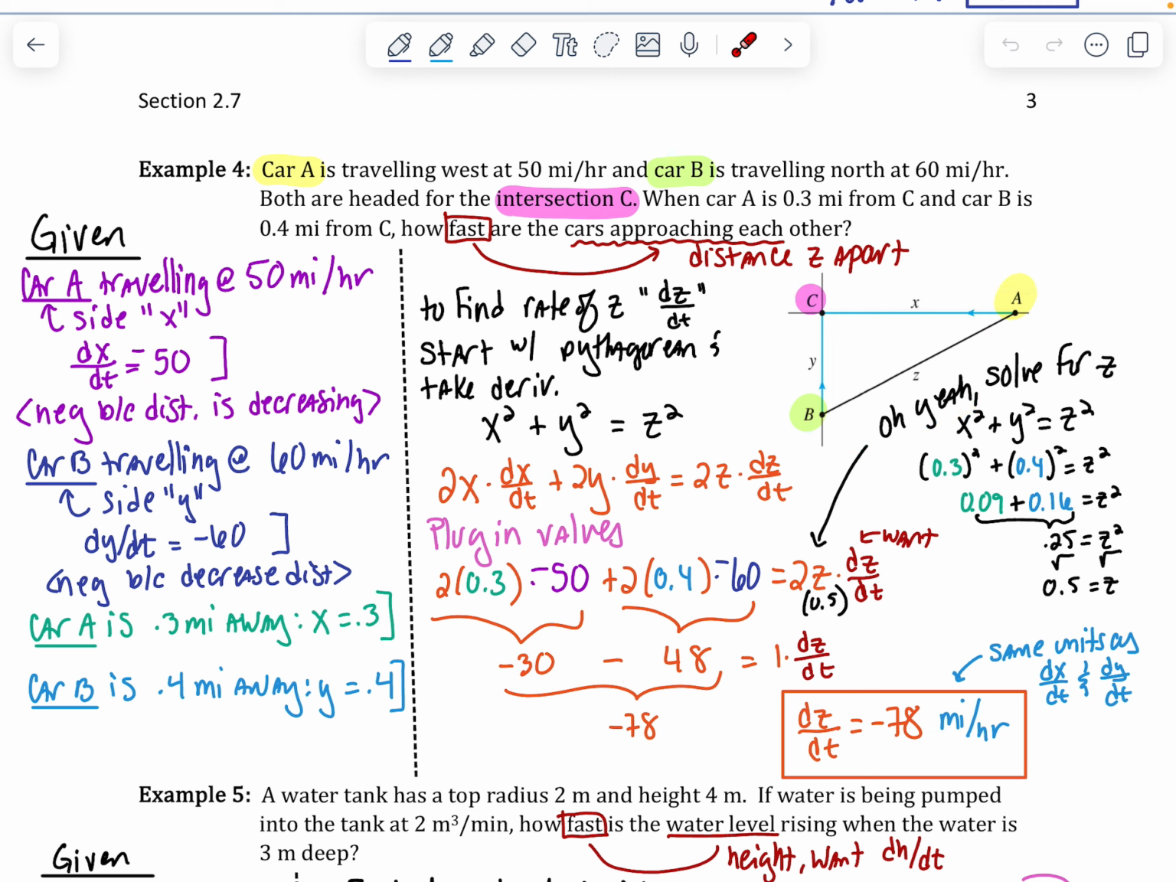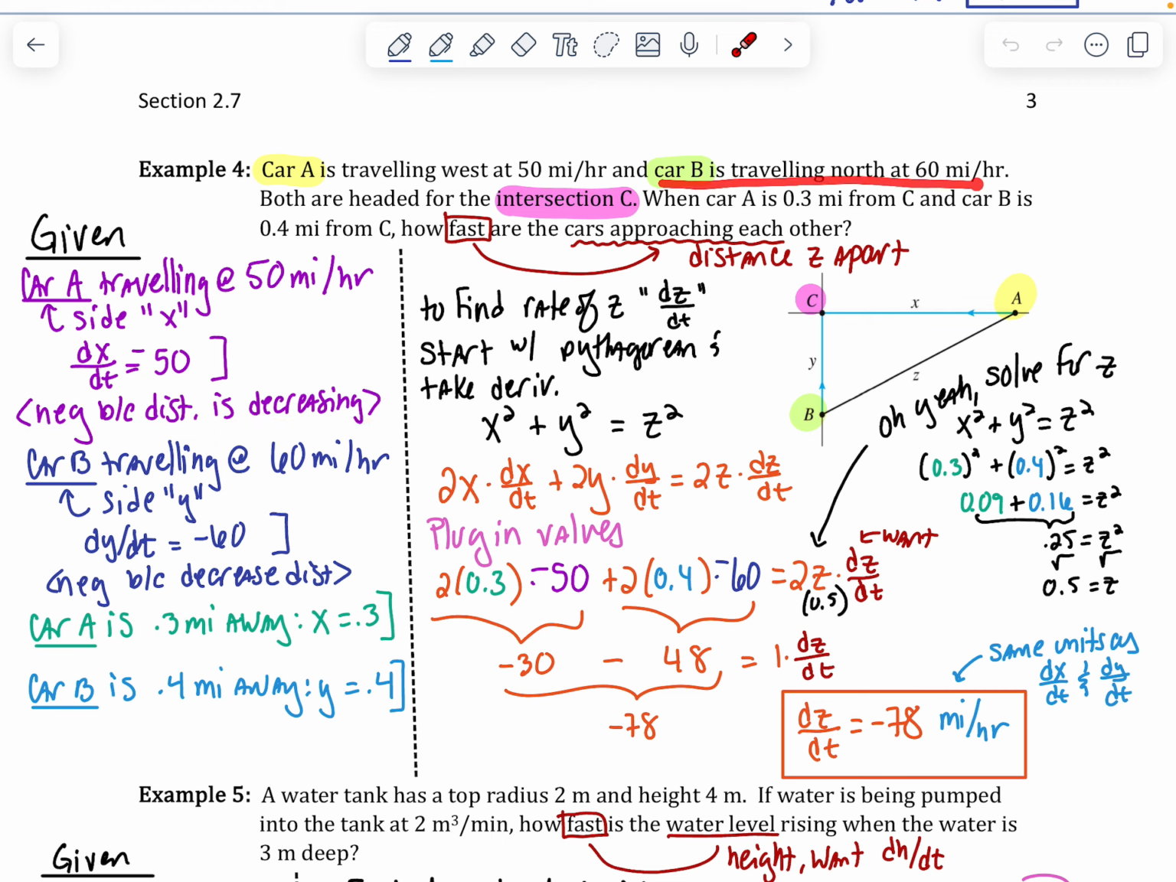So we've got our picture to help get us started. And now we're going to look at all of the given information. Car A is traveling at 50 miles per hour. Now we know that car A is represented by the distance x, but because it's traveling, and we see that it's miles per hour, which is rate notation, that 50 is not x, it is the derivative of x, dx/dt, and it needs to be negative because that distance is shrinking.